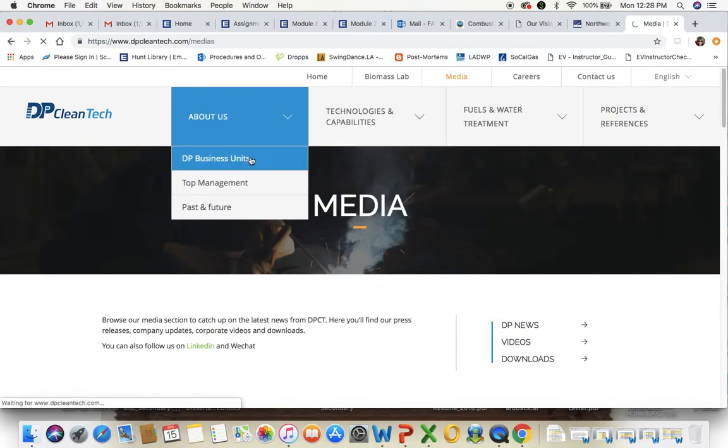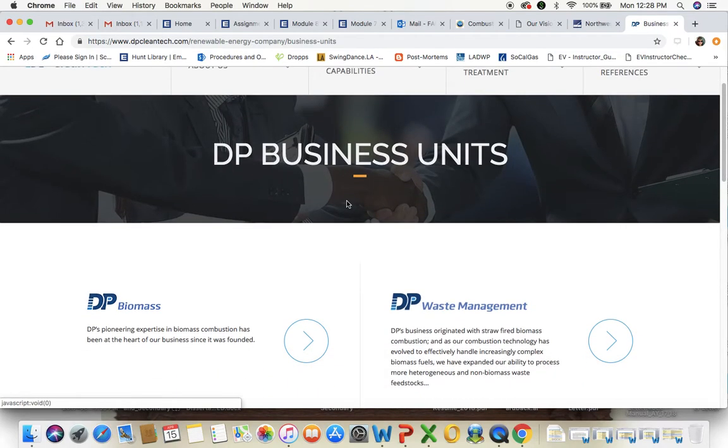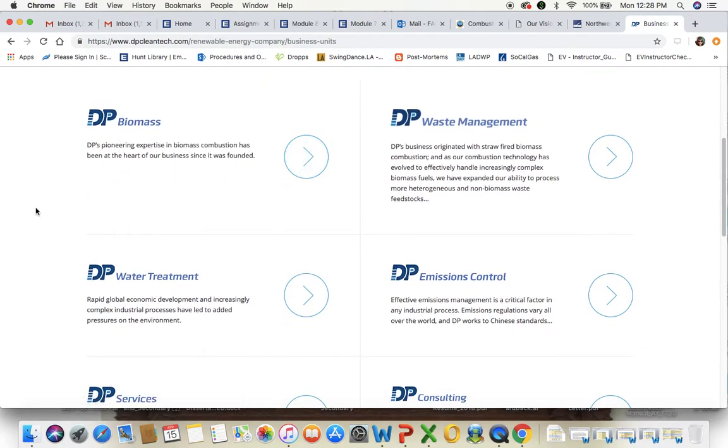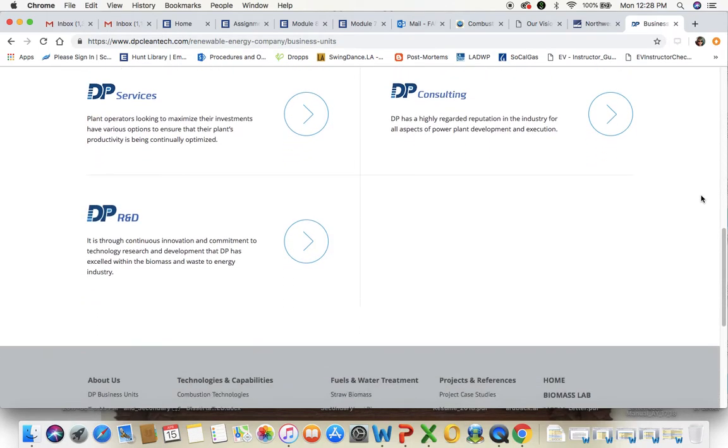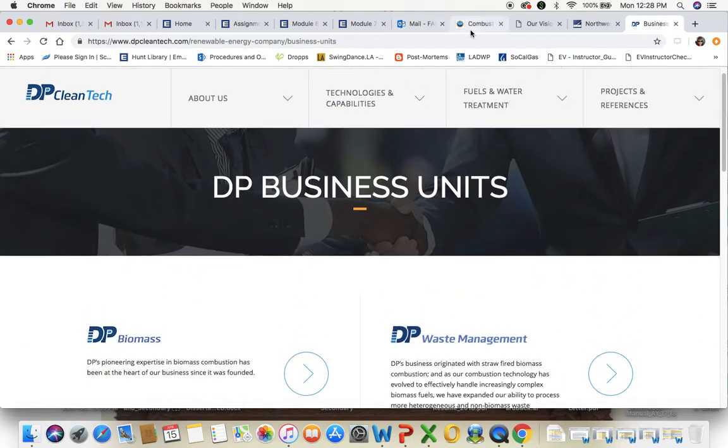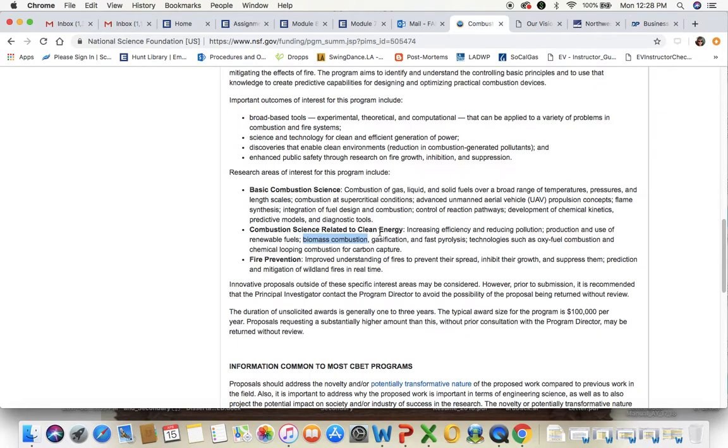But DP Clean Tech specializes in biomass combustion is what they do. And they're also very focused on clean energy and clean tech. So that would fall under combustion science related to clean energy, versus the other two, which would be basic combustion science. So any of those three could be potential clients.